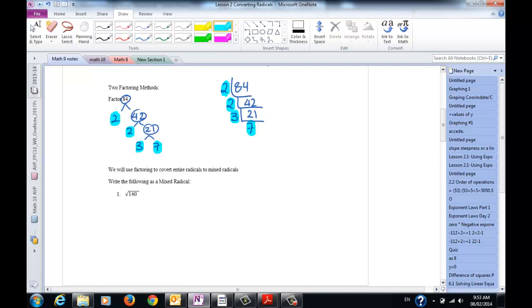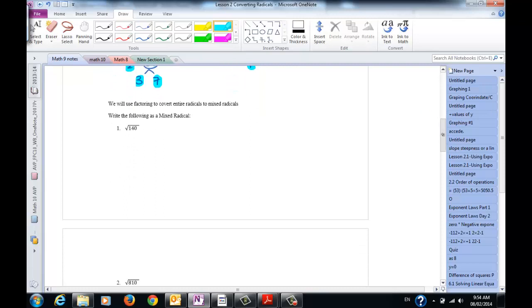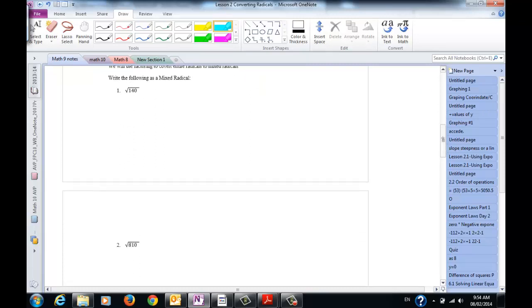We started looking at how to simplify radicals last lesson, but just as a recap, if I want to simplify this to an exact solution, I'm going to do my tree method here. I've got 140, and I can divide that by 2, and I'm left with 70. I can divide 70 by 2, and I'm left with 35. And 35 is divisible by 7 and 5.